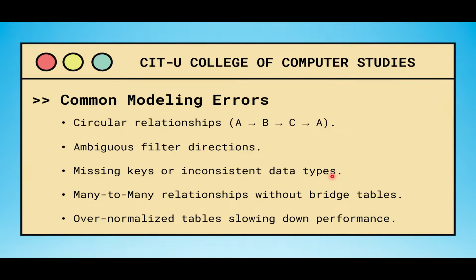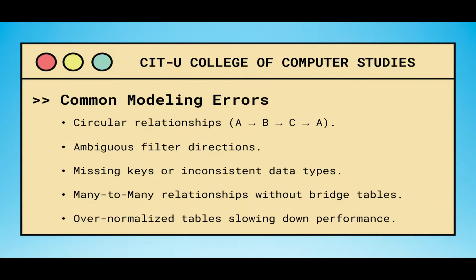Okay, common modeling errors. So circular relationships. We should not have it like this: A is related to B, B is related to C, and then C is related to A. As much as possible, the modeling should be from inner to outer. It should start sa center, then it's going out. It cannot have a relationship in which the last data would be related to the inner. So it should be outwards.